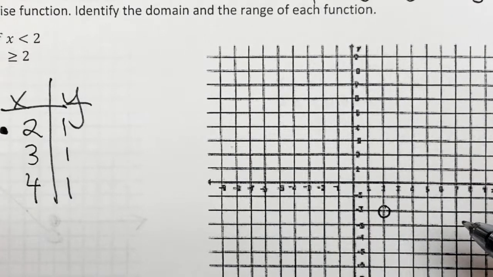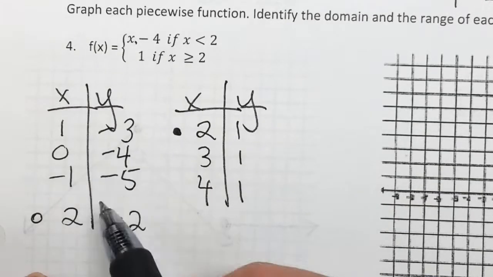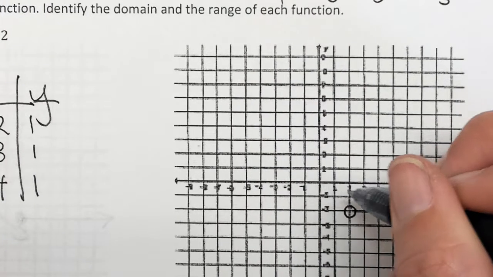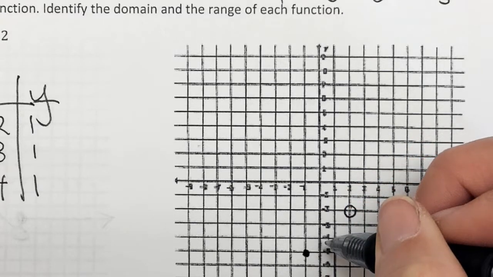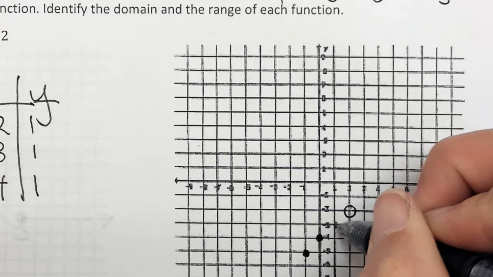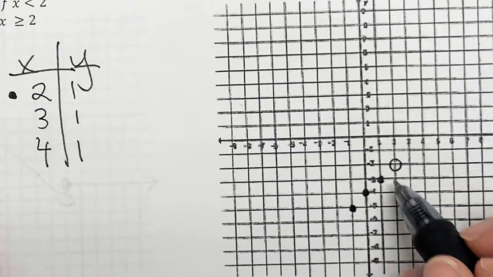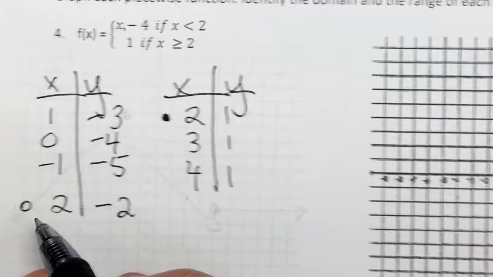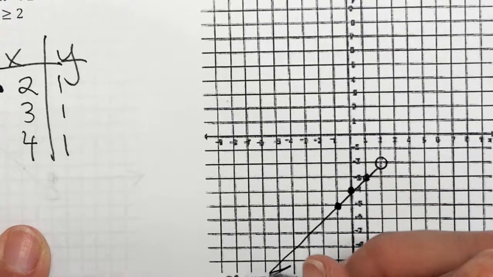Did you put positive, negative? Yes. Then graph all of these dots, and these can be closed. So negative 1, negative 5, 0, negative 4, and 1, negative 3. See how it's going to make a straight line? It's going to start wherever your open or closed circle is, and then it's going to go through the rest of the points. So go ahead and draw that line. That's your first piece.